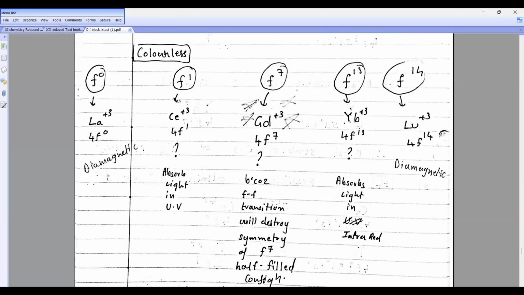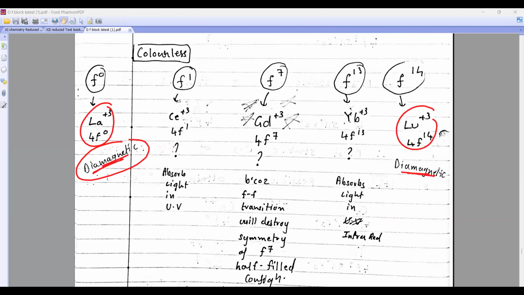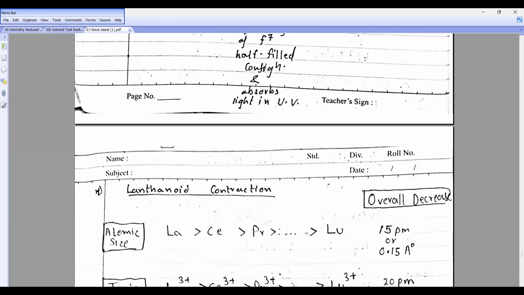ओके, अच्छा बेटा, whenever it is f0, what will it be बेटा? f0 and f14 means no unpaired electron. अरे देखना बेटा, f0, so this is diamagnetic. La and Lu, this is also diamagnetic. Clear? Rest all will be paramagnetic. Correct. Now this is a very important question.